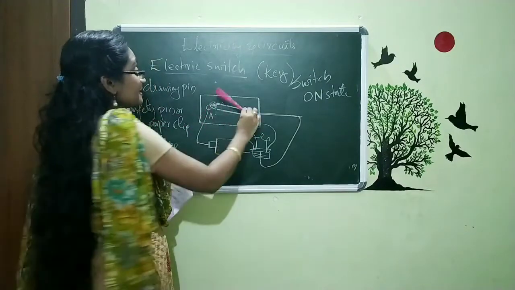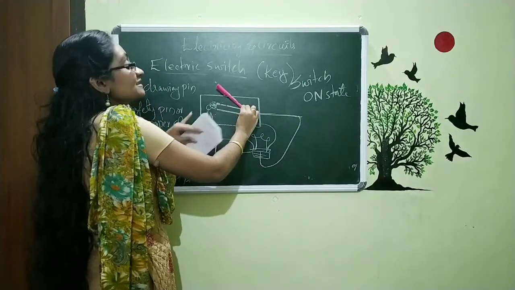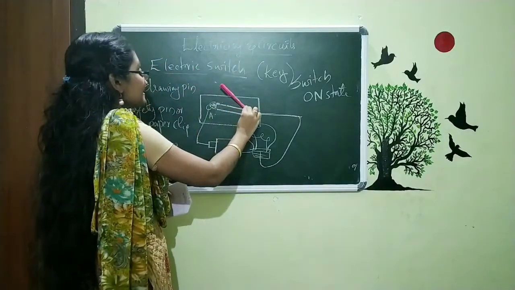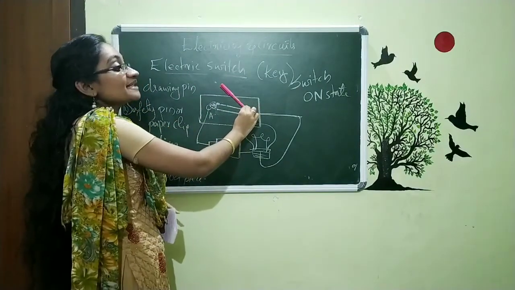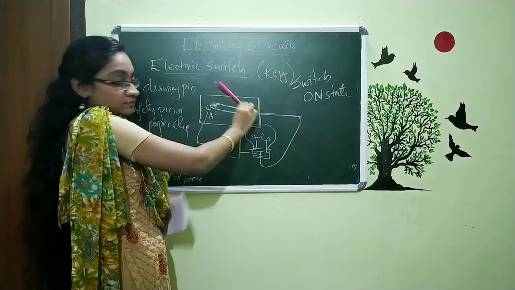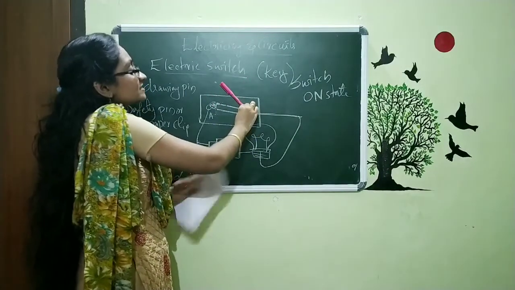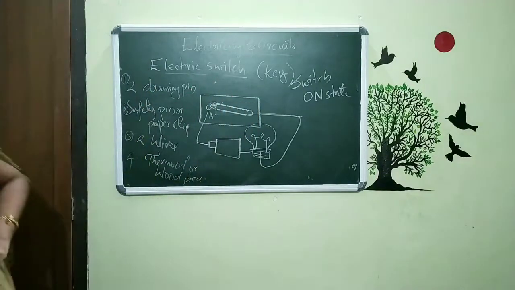Now the second possibility is this, when I just open this, that means I am placing this, what is this? Our safety pin. When I am placing this safety pin away from our drawing pin, what happens now? My circuit is open. This is open means no electricity will flow through this circuit, and so I can say my switch is in off state.